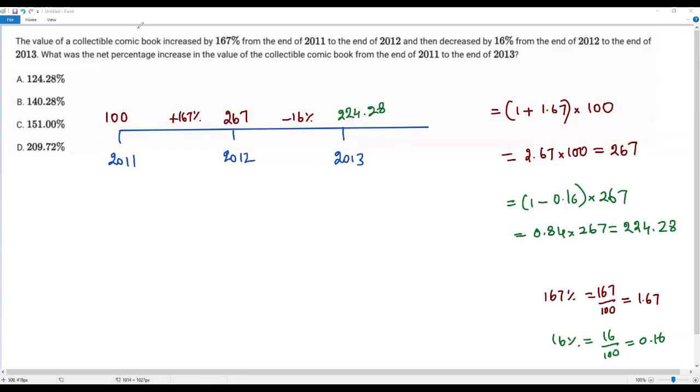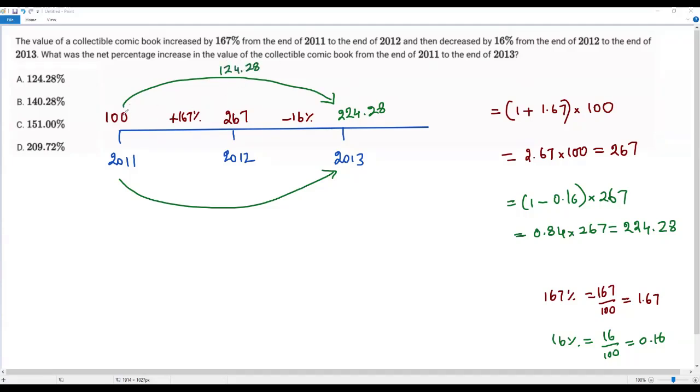Okay, now our aim is to find the net percentage increase in the value of the collectible comic book from the end of 2011 to the end of 2013. For that, first we have to find the actual increase. What is the actual increase? From 100 to 224.28. So that is 124.28, the actual increase.